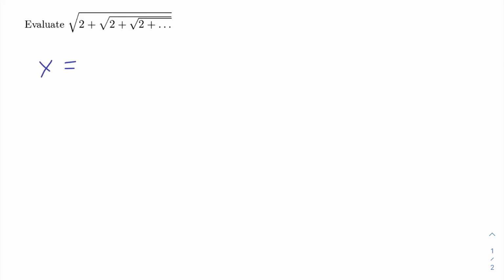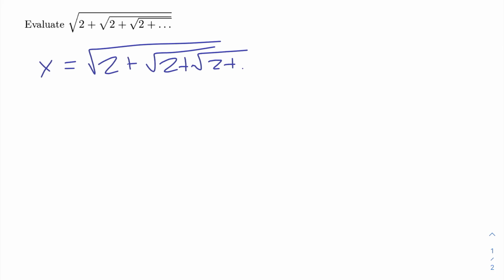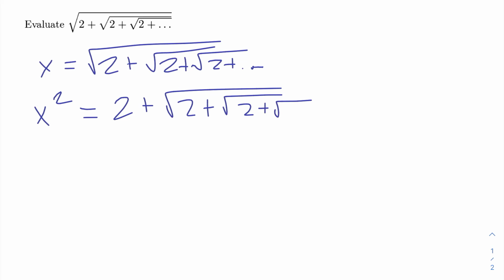Let's say x is equal to this pattern, the square root of 2 plus the square root of 2 plus the square root of 2. Then, x squared is going to be equal to 2 plus the square root of 2 plus the square root of 2 plus the square root of 2, on and on and on. Now notice that this right here is equal to x. So, x squared is equal to 2 plus x. Now, our problem is a lot easier because we have gotten rid of this ongoing pattern.